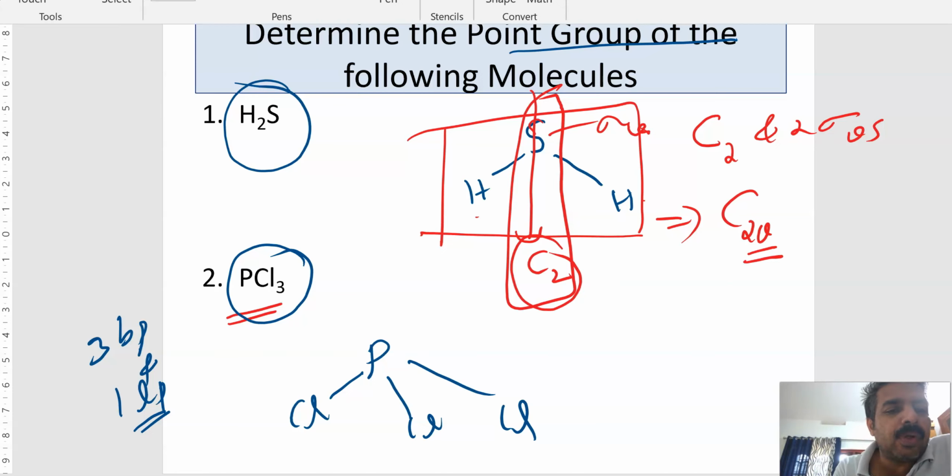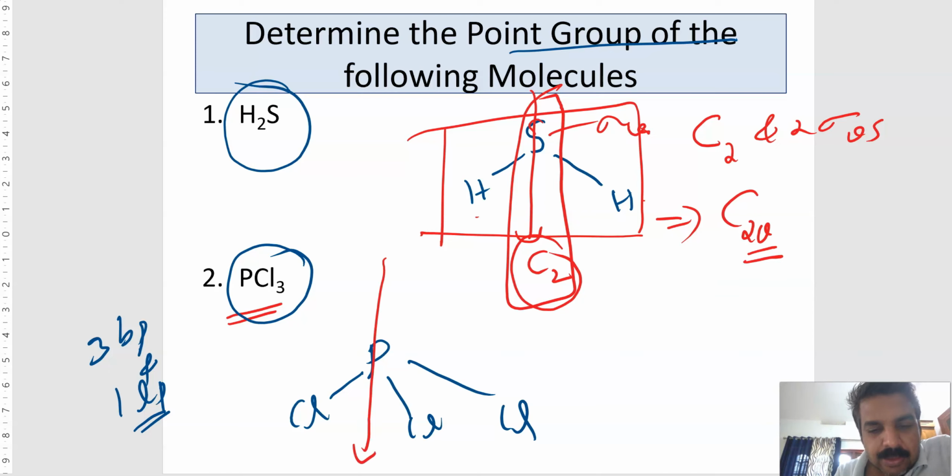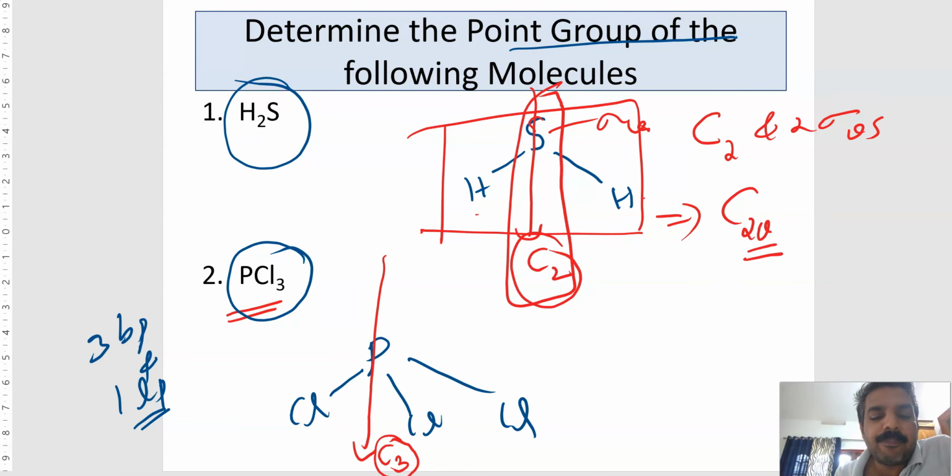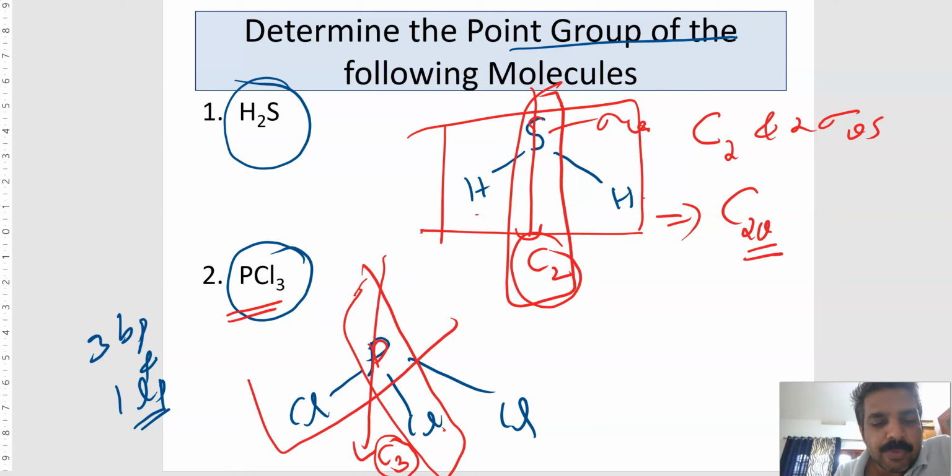Then, look for the rotation axis. First, you can see the rotation axis is C3, like NH3. This molecule is like NH3. So, C3 is the highest order rotation axis. And there are 3 sigma V's. A sigma V passing through this chlorine and this phosphorus. Another sigma V passing through this chlorine and this phosphorus and bisecting these two chlorine atoms. Therefore, there is a sigma plane.